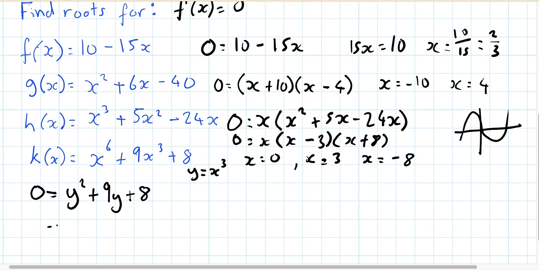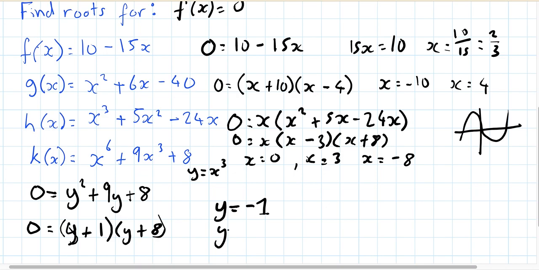So that equals y plus 1 and y plus 8. Two numbers this time to multiply to give me 8, add to give me 9, equal to 0. Therefore, y is equal to minus 1 and y is equal to minus 8.